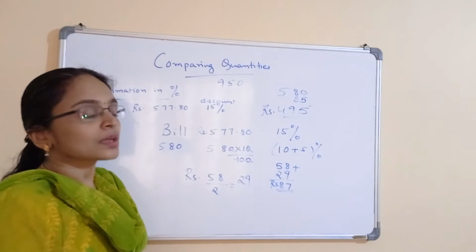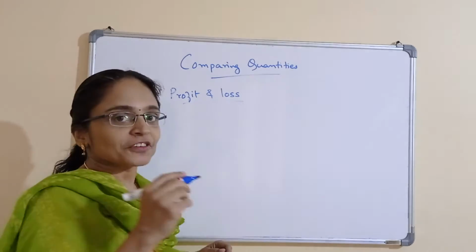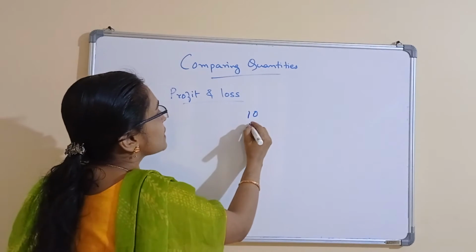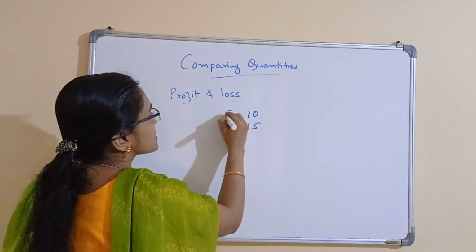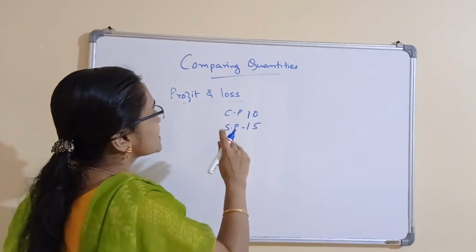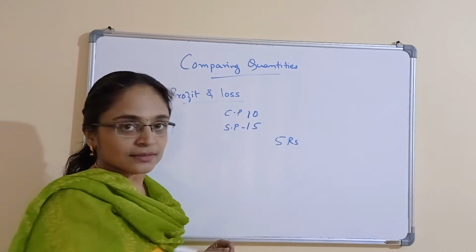Okay, you know what is profit and loss, right? What is profit? If I buy a pen for 10 rupees and sell it for 15 rupees, that is cost price is 10 rupees, selling price is 15 rupees. So I am getting 5 rupees extra on that, right?